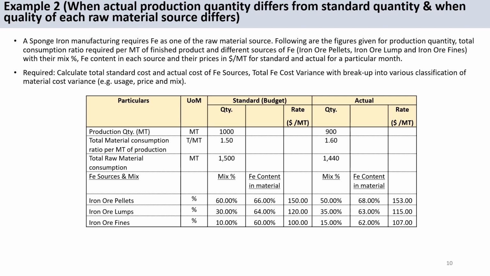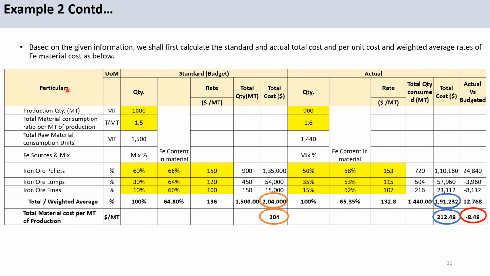Production, consumption ratios, total production, raw material consumption, Fe percentage, rates of the individual raw materials, and the mix proportion. So this is a bit complicated, but in the next part I will present the same information. The yellow shaded information is the given information, and we calculate the total cost of raw material consumed.